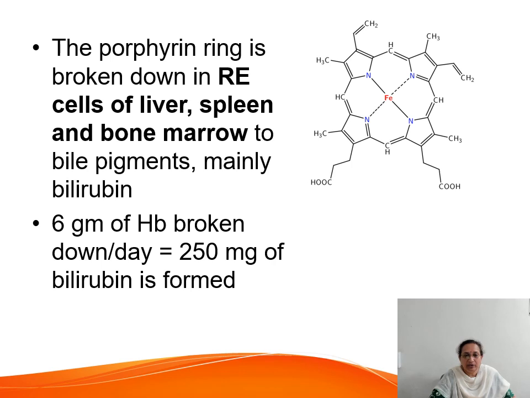So there is an equation given. 6 grams of hemoglobin is going to be broken down per day in every person. Right? So out of that 6 grams of hemoglobin which is broken down, it is going to give rise to 250 milligrams of bilirubin. So this is the equation. Just like what we have given, 60 milligrams of tryptophan is going to give rise to 1 milligram of niacin. Similarly here, 6 grams of hemoglobin when broken down is going to form 250 milligrams of bilirubin.